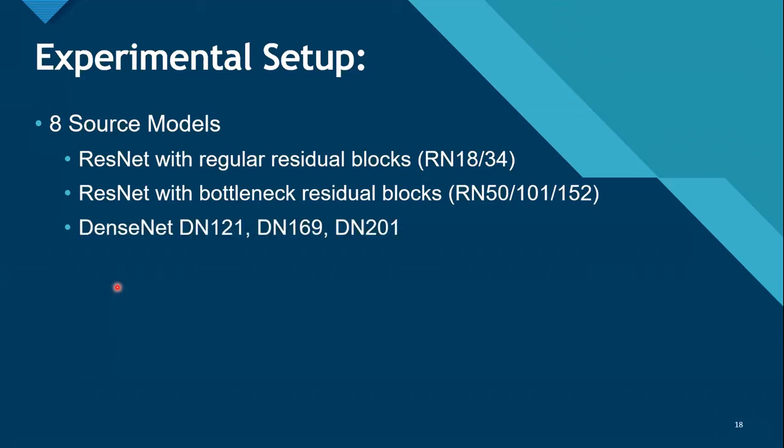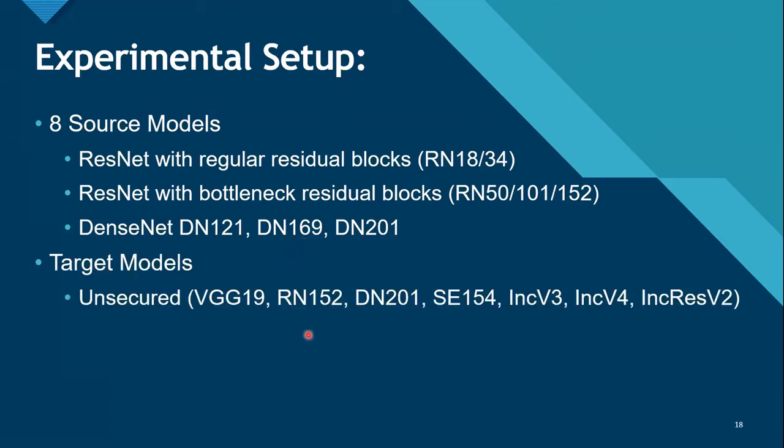They also included 3 different variations of the DenseNet: the 121, 169, and 201 layer models. These are really interesting because they increase the density of skip connections within the model. For each output of each residual block, they're connected to all the successive DenseNet or residual blocks afterwards. For the target models, they chose these unsecured models: the VGG19, ResNet 152, and DenseNet 201. They called these the equivalent of a white box attack, but it was done in a black box setting.